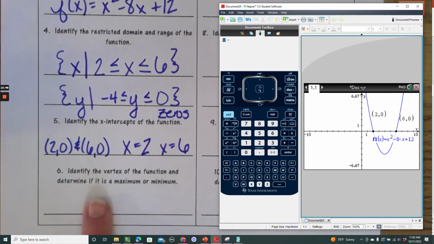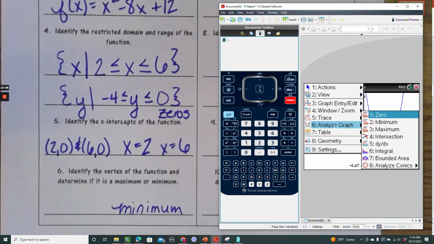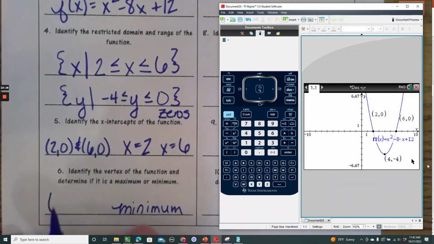And then finally it says identify the vertex of the function and determine if it's a max or a min. So looking at my graph, do I have a maximum or a minimum? I have a minimum. This is another thing that your calculator will do for you. So I can do menu and then 6 again, and then 2 or 3 are your min and your max. So I want a minimum, set it to the left and the right, and it literally puts the point up there for me. 4, -4.